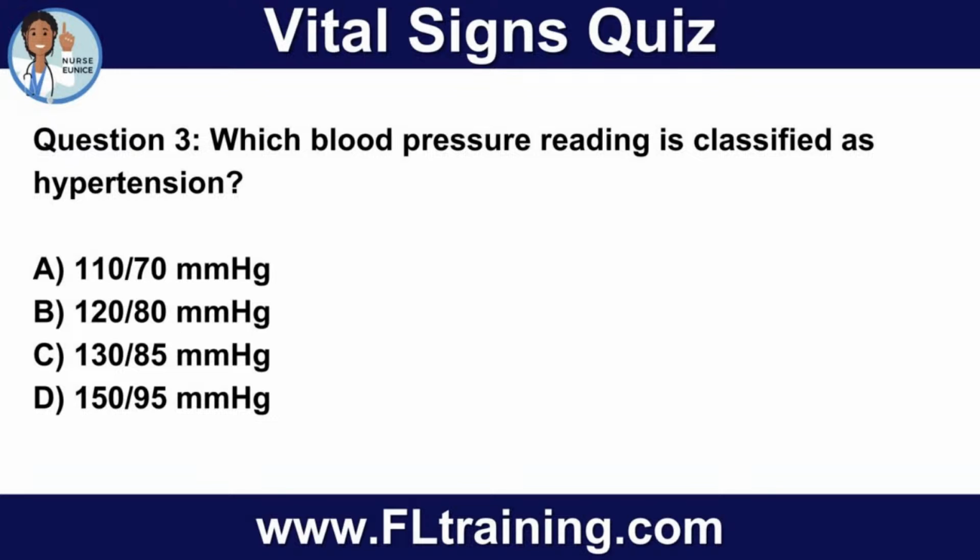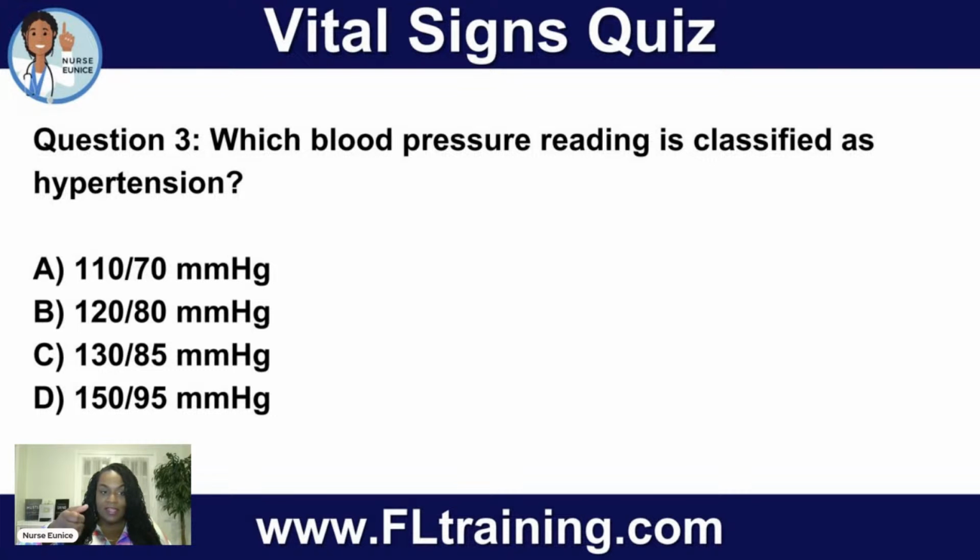Question number three. Which blood pressure reading is classified as hypertension? Is it A, 110 over 70, B, 120 over 80, C, 130 over 85, and D, 150 over 95. And the mmHg means millimeters of mercury. And so whenever you're inflating the cuff, how much pressure is in the cuff? So that's talking about how much pressure it takes to get the reading. And yes, everybody. So C is not technically hypertension, and we'll talk about the differences in the values shortly.